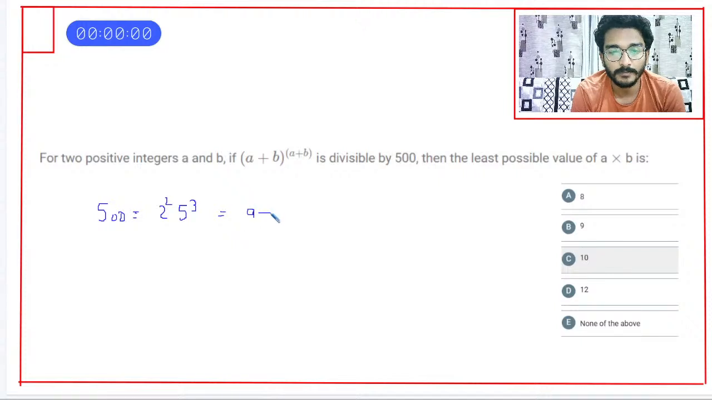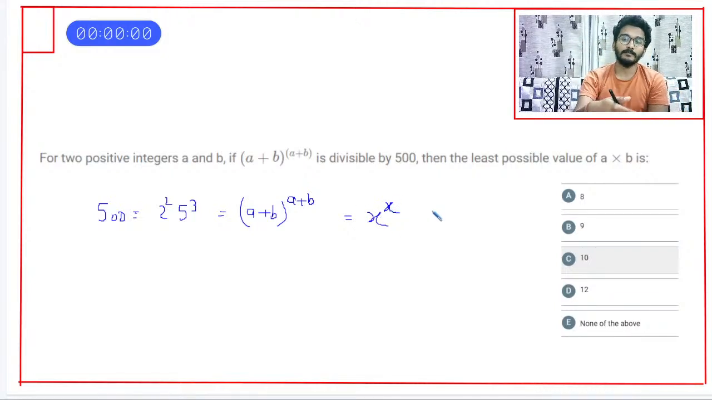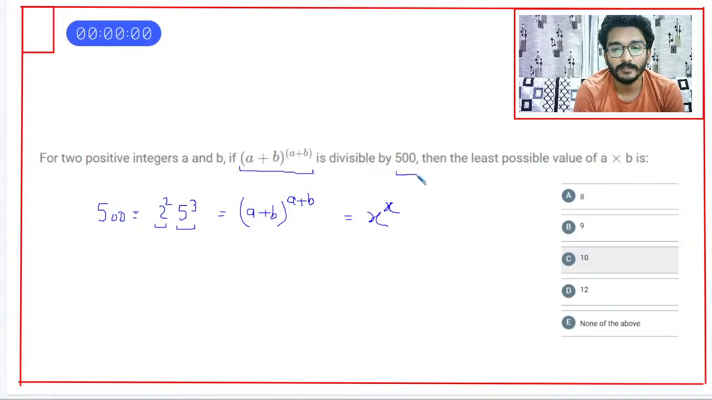Let's suppose a plus b raised to the power a plus b. I can say it is, for instance, x raised to the power x. Something like this. The power is the same as the base, right? So what can be the possible minimum possibility? There is a perfect square already there, right? So the minimum possibility would be what here? We have to find that this number is divisible by 500. So at least there should be a 3 power. But we can clearly see there is 2 square, 5 square.